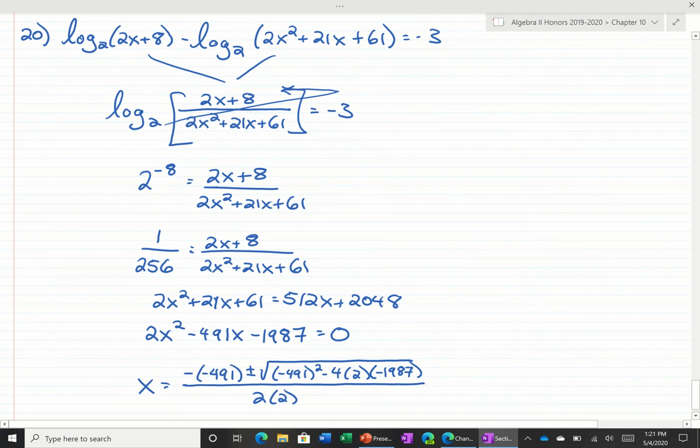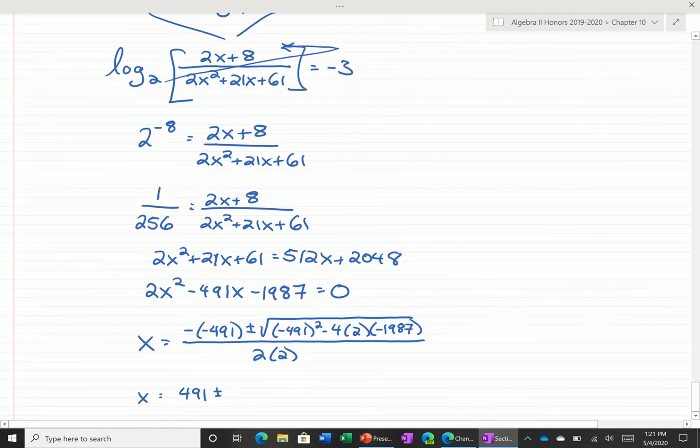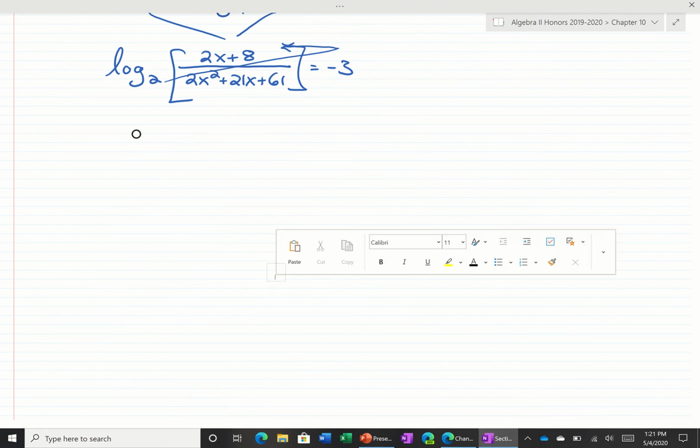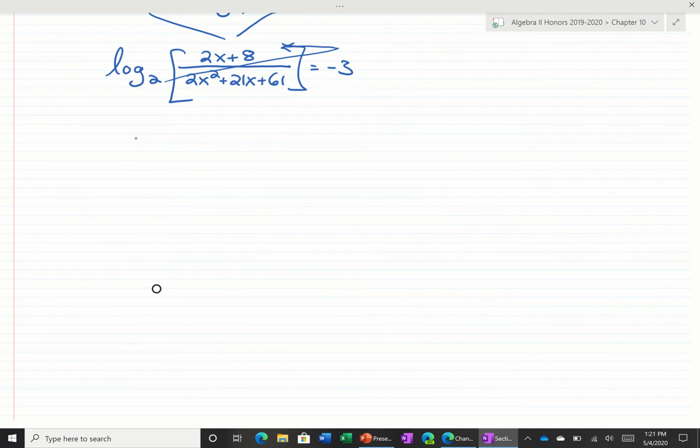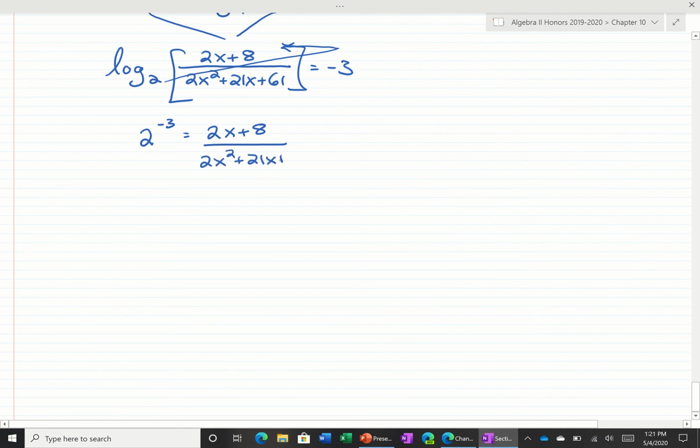2 to the negative... Oh, that's my problem here. Sorry, guys, I made a little mistake. I was getting ahead of myself. 2 to the third is 8, and I wrote 2 to the negative 8. So, sorry about that. Just get rid of that here. This should be 2 to the negative third is equal to (2x + 8) over (2x² + 21x + 61). Now 2 to the negative third is 1/8. And that looks a little bit better.